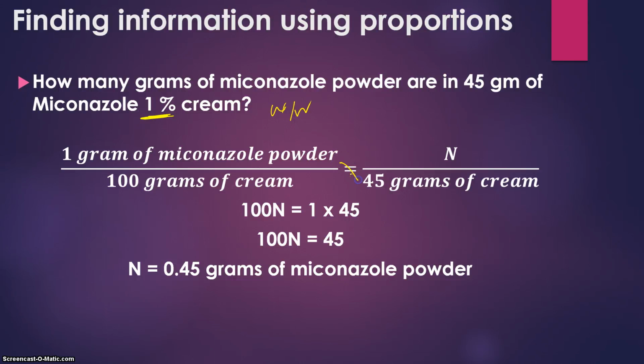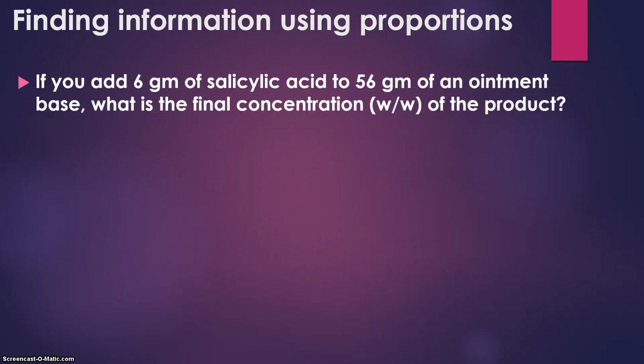We cross multiply. 1 gram times 45 gives you 45. 100 grams times N gives you 100N. And you divide both sides by whatever number is with the letter, which is 100. 45 divided by 100 gives you 0.45 grams of miconazole powder. And if you are having difficulty with setting up the proportion, you really should go back and look at the video on proportions, setting up proportions and figuring out how to solve them.